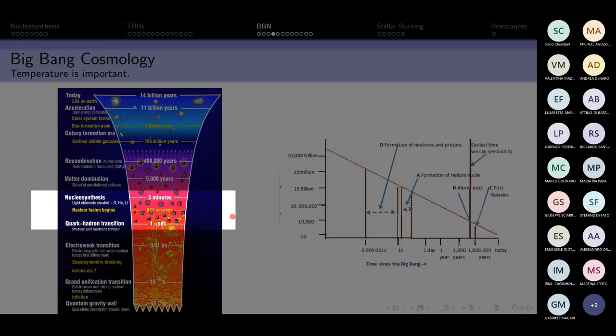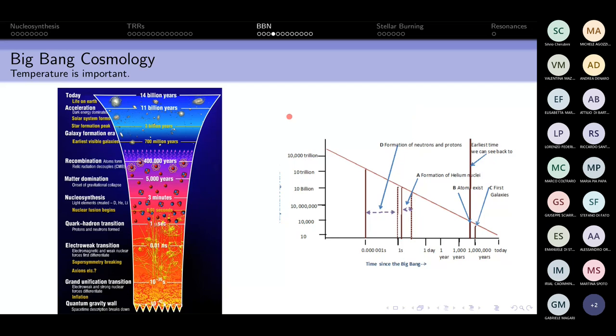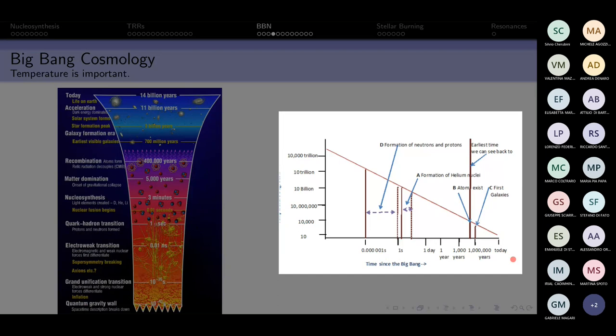And so the right-hand side shows, very roughly, and we're going to do this in much more detail, the temperature of the universe as a function of its age, as well as the points at which various things happen.